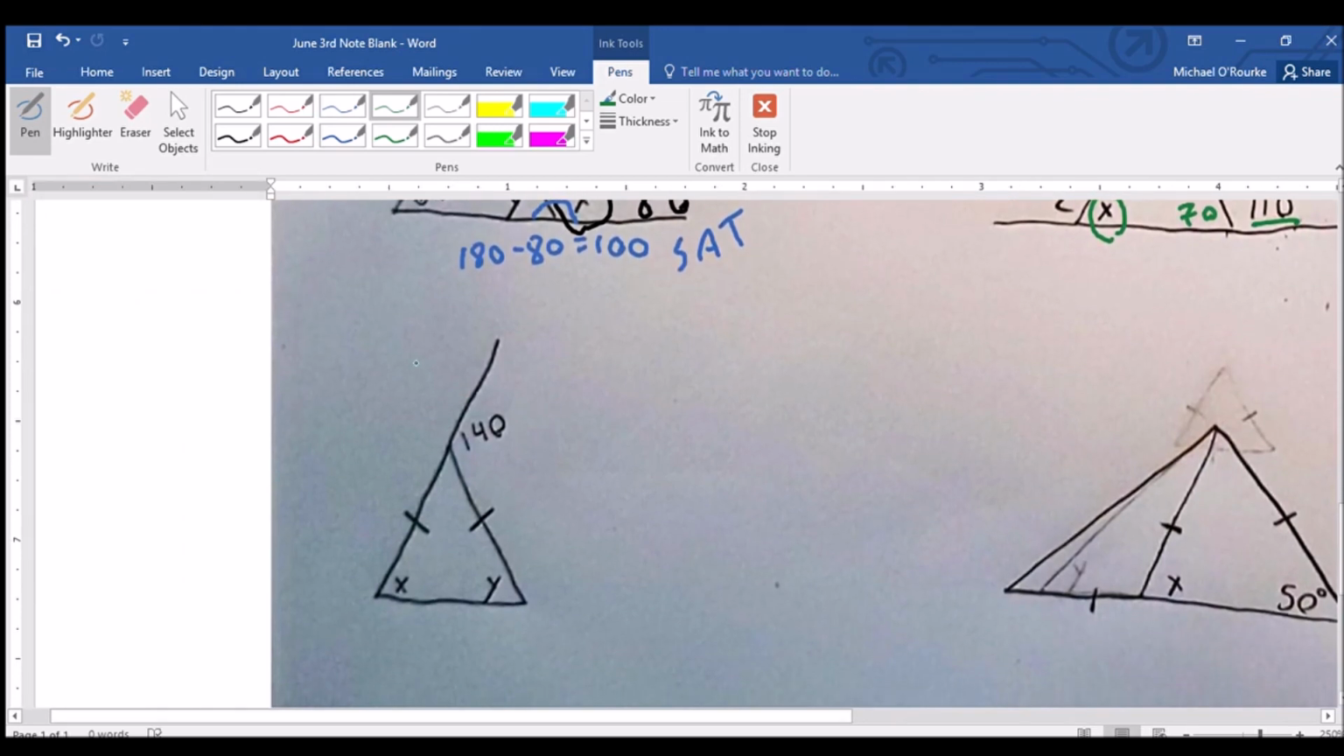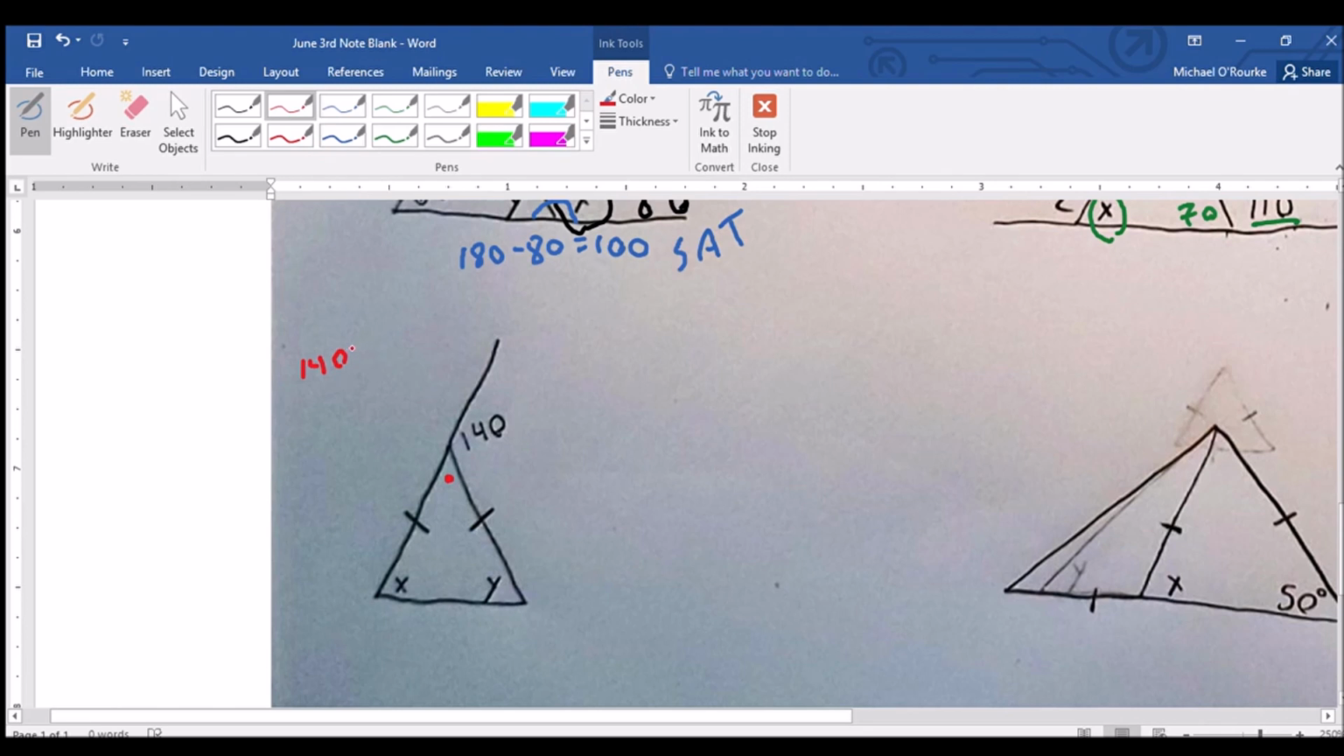So this one here. How should we attack this? How I'm going to attack is I'm going to find this angle first. So it's 140. Actually, I got a better idea. We'll do it this way, then we'll do it a different way.